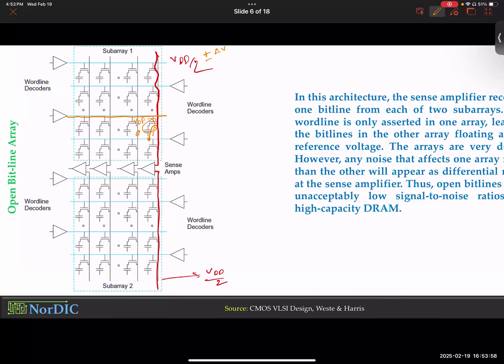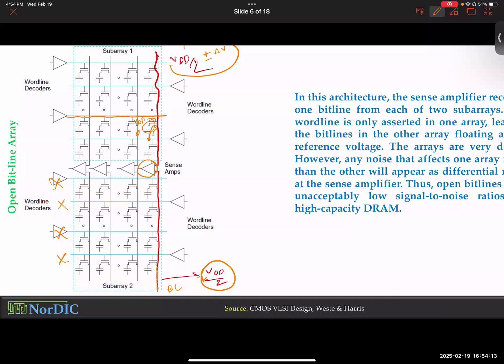For the other block, all these word lines are deactivated, so ideally there will not be any discharge or charge for this bit line. Therefore, it could stay at VDD/2. The other one changes, and the sense amplifier just senses whether this bit line went up or down compared to VDD/2. Then it can determine whether the data that we are trying to sense was 0 or VDD. That's how you generate the reference.